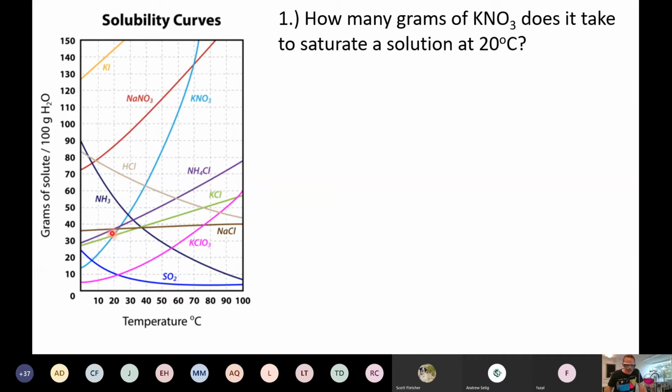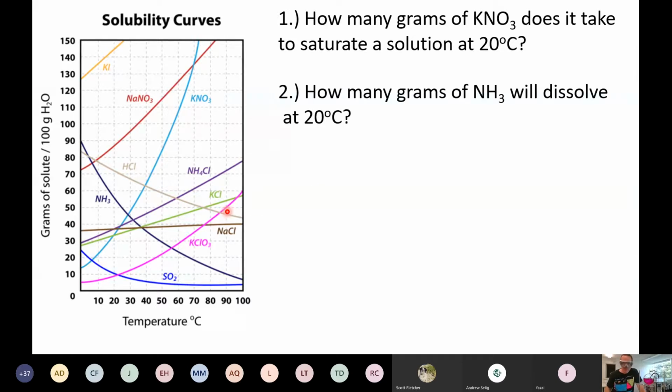Yeah, we'd go with 20 degrees Celsius. You go up to the line, and it's probably right around here. So that's kind of in the 35. You know, definitely would accept 38 grams. That's one way you can look to the graph and get information with this.